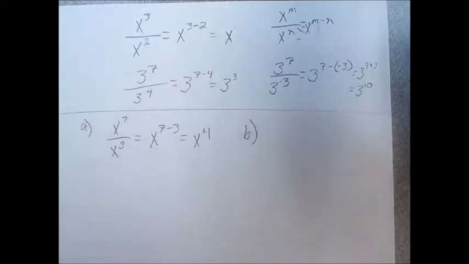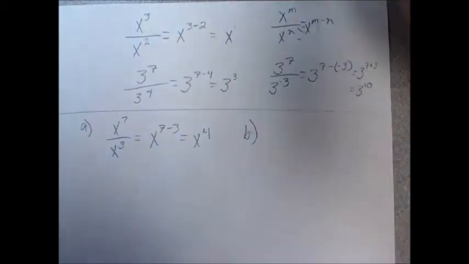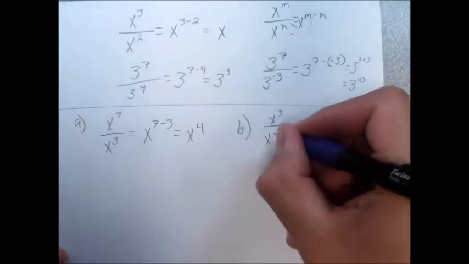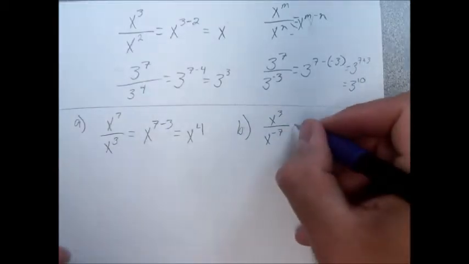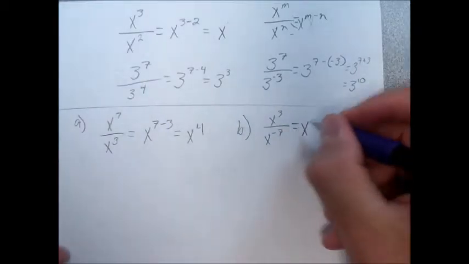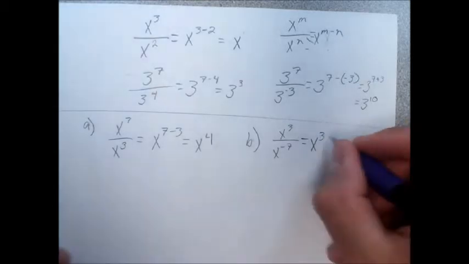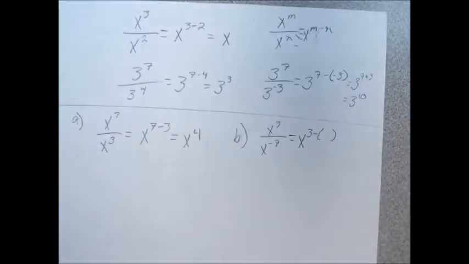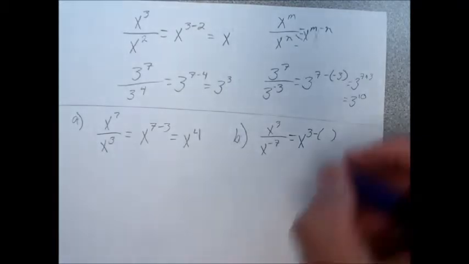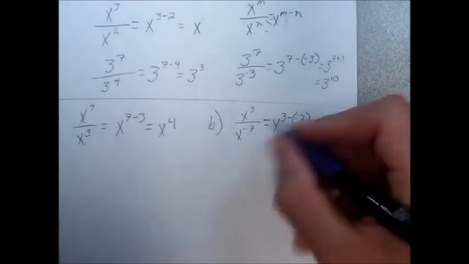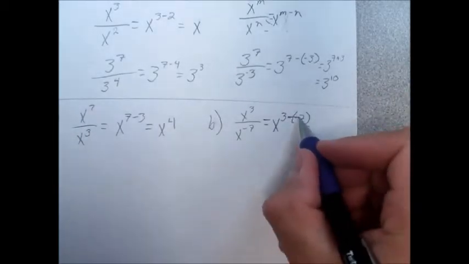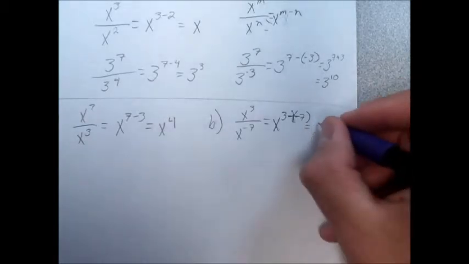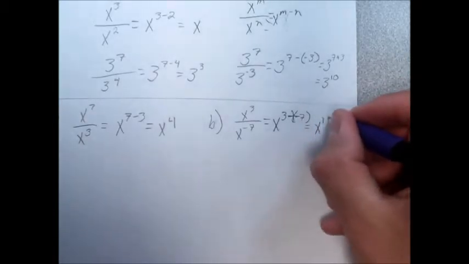Very good. Okay. All right, on B, it gives us x to the 3rd over x to the negative 7. And again, we can still apply our rule, but what do I end up subtracting? What am I subtracting from 3? Negative 7, right. So I need to simplify that. It becomes plus 7, right? Negative and negative make a positive, same sign sum. So I have 3 plus 7, which makes x to the 10th. And that's all.